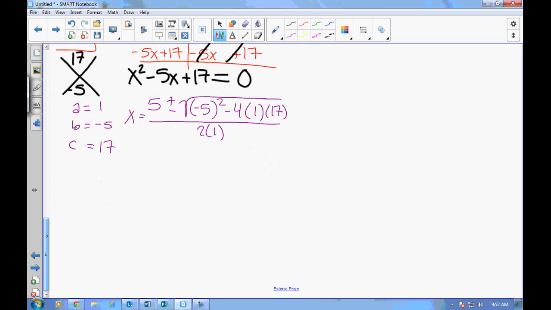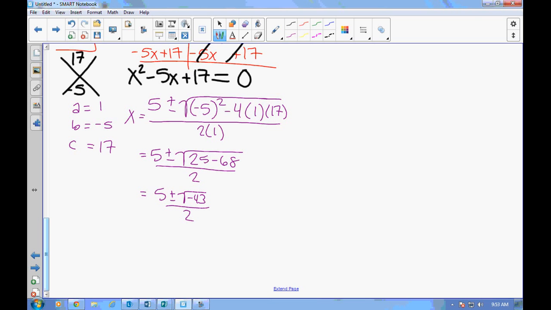Underneath the square root, we work with the discriminant. Exponents first. We get 25 minus, what was it, 4 times 17? 68. Oh, wow, that was wrong. 68. 25 minus 68, all over 2, which equals 5 plus or minus the square root of negative 43 over 2. Okay.